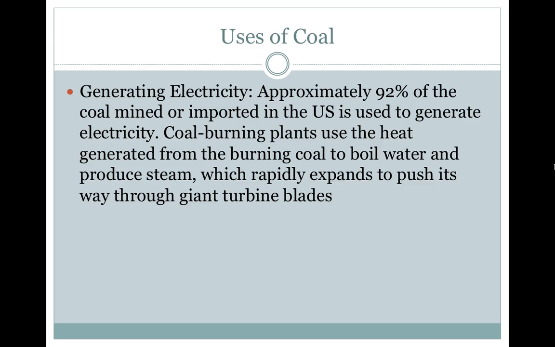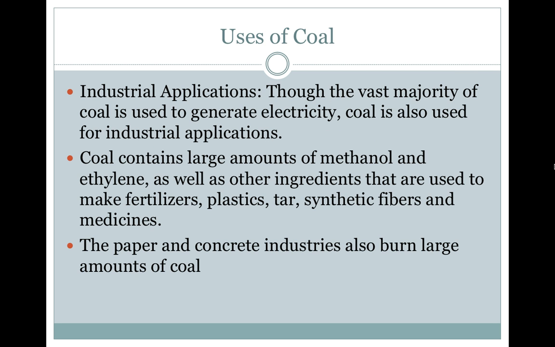Uses of coal. Generating electricity. Approximately 92% of the coal mined or imported in the United States is used to generate electricity. Coal-burning plants use the heat generated from the burning coal to boil water and produce steam, which rapidly expands to push its way through giant turbine blades.